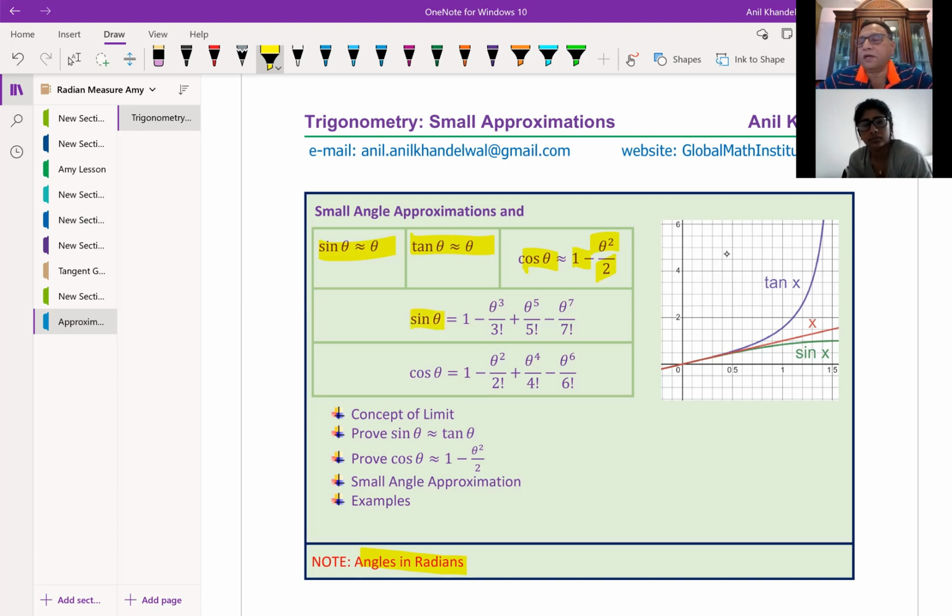I'm writing the value of cos theta. It could be written as a series, for sine theta and cos theta. You can make a note of this series. Sine theta is equal to theta minus theta cube over 3 factorial.